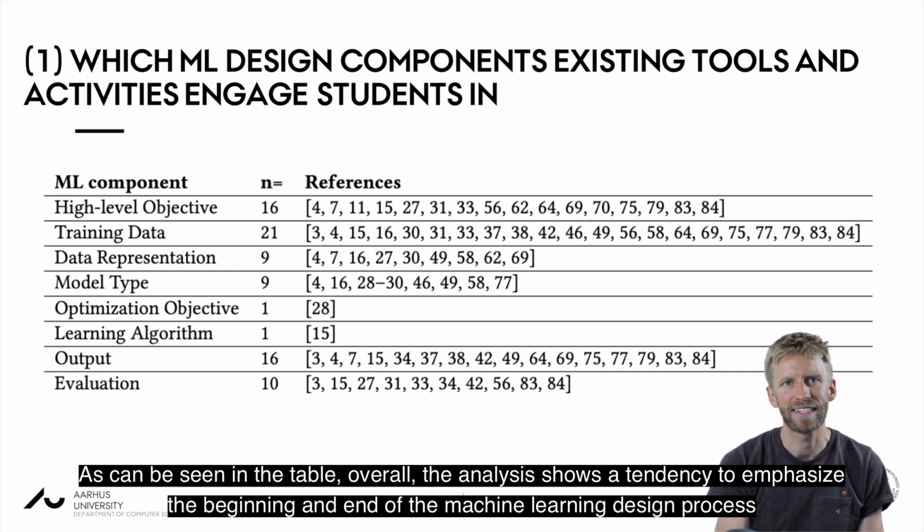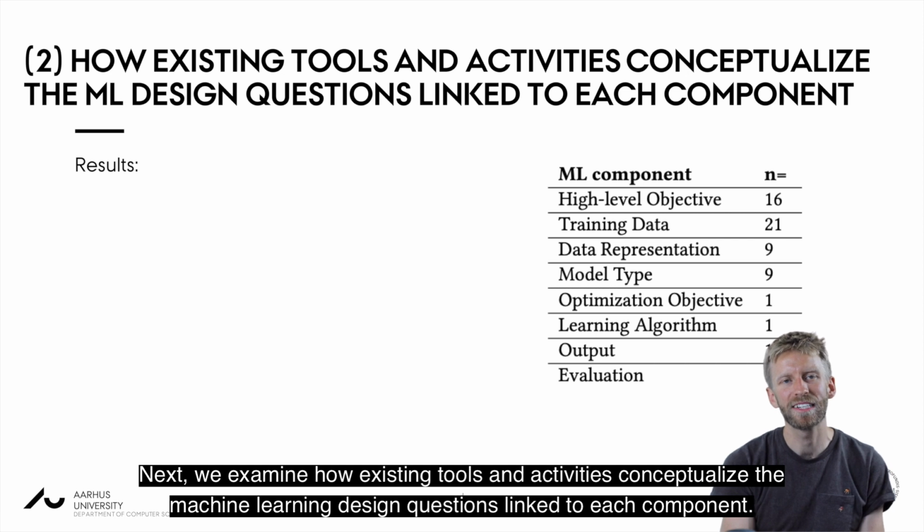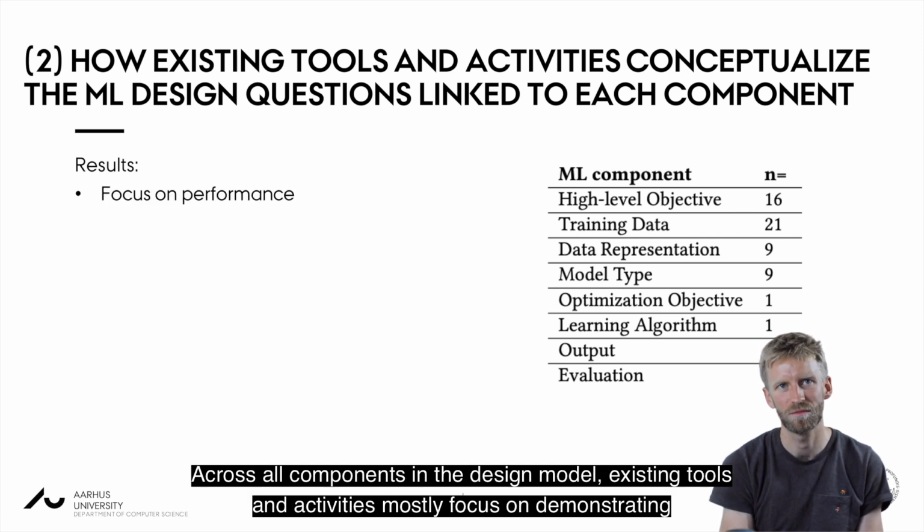As can be seen in the table, overall, the analysis shows a tendency to emphasize the beginning and end of the machine learning design process, and less so on the inner components such as optimization objectives and learning algorithms. Next, we examine how existing tools and activities conceptualize the machine learning design questions linked to each component.